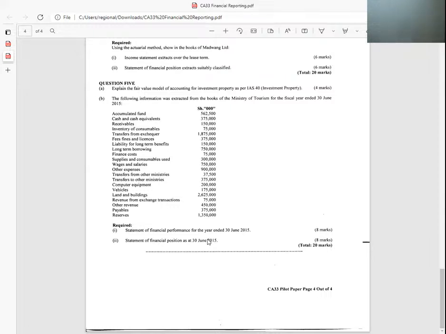So if I get this kind of question, ladies and gentlemen, what do I need to do? The one thing that I'll be forced to remember is that, number one, when I'm doing the statement of financial position, I normally use the accounting equation. The accounting equation tells us that assets equals what? Who is able to remind us the accounting equation? Assets equals who? Somebody remind me.